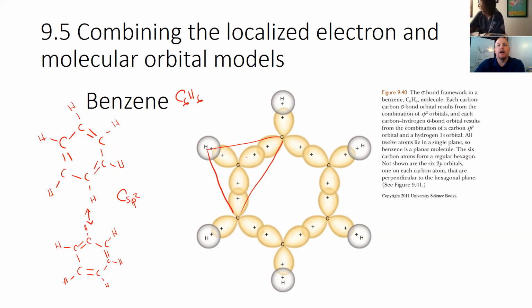Let me try this different color on here for each of the atoms. Since each of these carbons is trigonal planar, I'll try to draw these in here. You can imagine having, if they're all trigonal planar, this whole molecule is going to be planar.